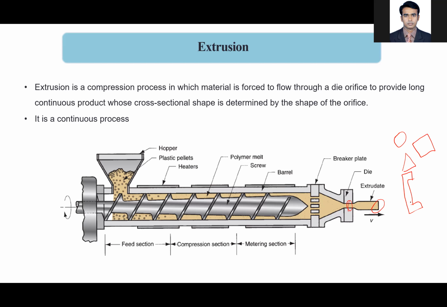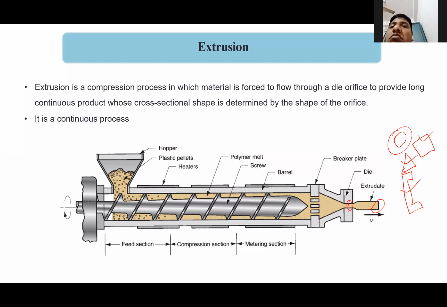If the die is like a C channel, then the final product cross section will be like a C channel. But it's not that easy actually to produce. The circular one is very easy, but the square, triangular, or other complicated sections are not that easy. I'll talk about that. And in this case of extrusion, this is a single screw extrusion.